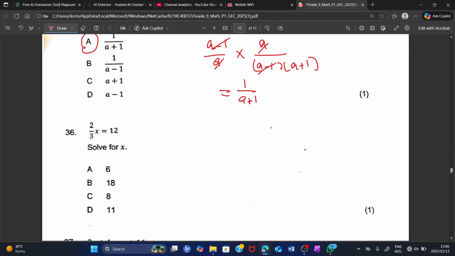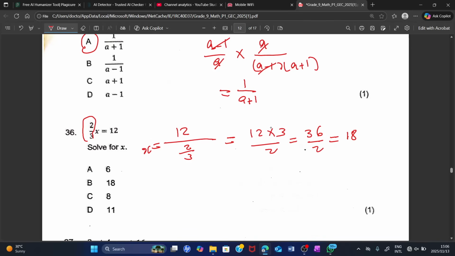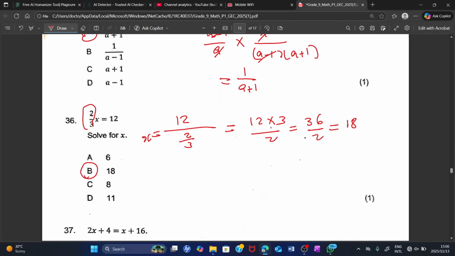Now solve for x. How do you solve for x, class? You press your calculator. You say 12 divide by 2 over 3. You divide by the number which is here, all of it. Then you're going to get the answer. So it's the same as 12 multiplied by 3 over 2, which is 36 over 2, which is the same as 18. So the answer is what, class? Is B. That's what you were supposed to choose from this one.